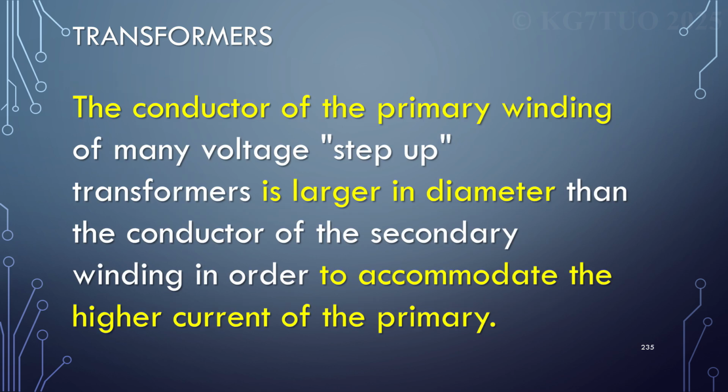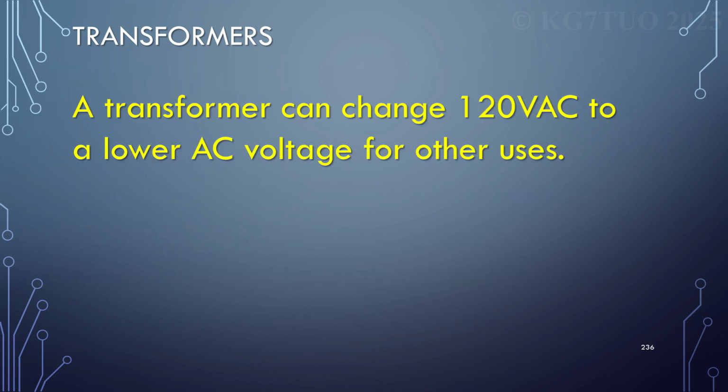Okay. The conductor of the primary winding of many step-up transformers is larger in diameter than the conductor of the secondary winding in order to accommodate the higher current of the primary. So that's the test question, and that's why if you're going to swap the secondary and the primary to make a step up a step down, or a step down a step up, you have to know what the current carrying capacity of the coils is.